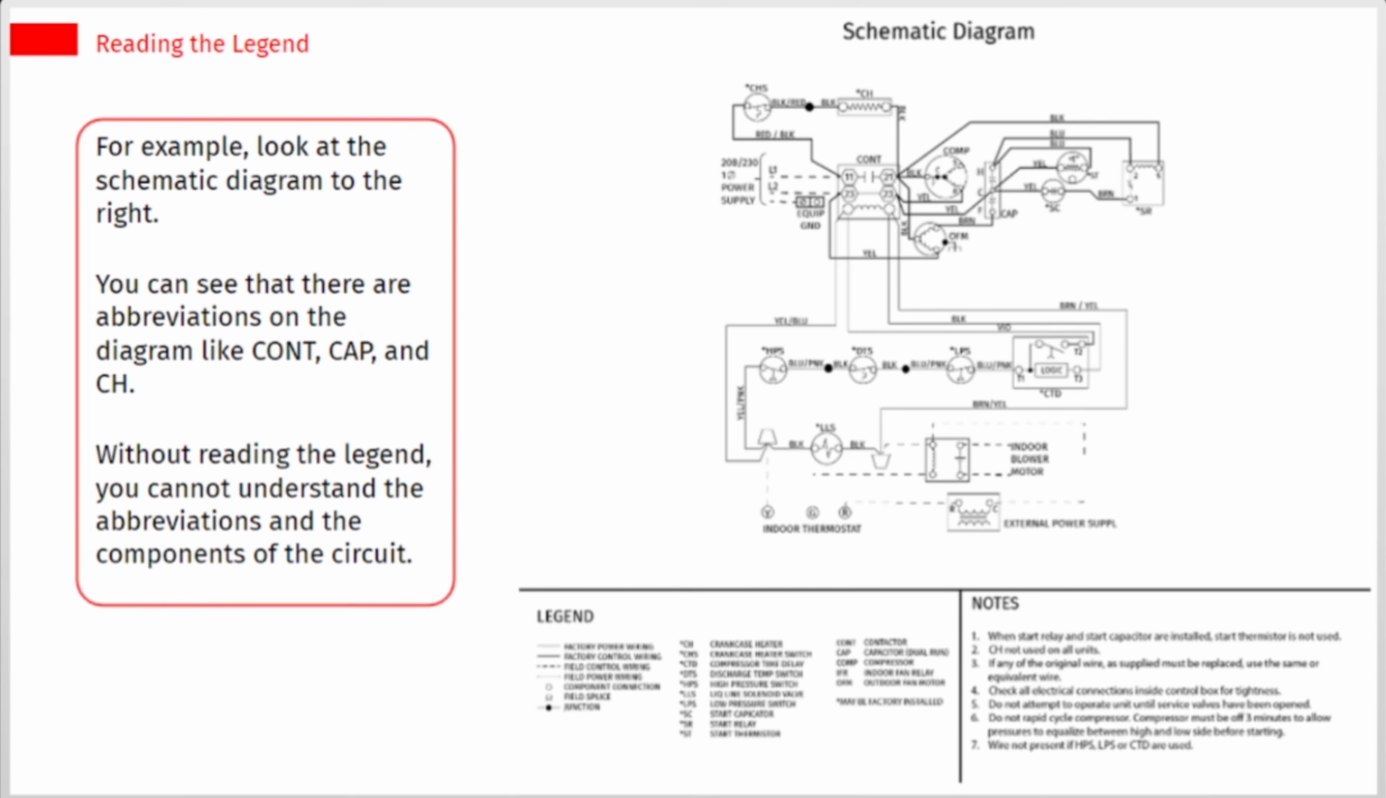For example, look at the schematic diagram to the right. You can see that there are abbreviations on the diagram like CONT, CAP, and CH. Without reading the legend, you cannot understand the abbreviations and the components of the circuit.